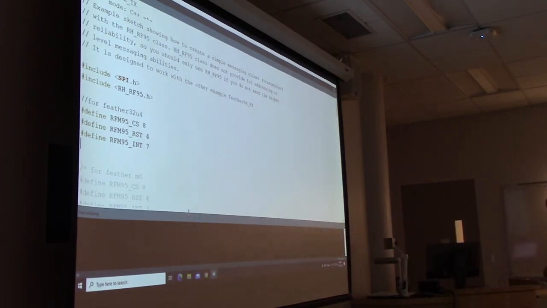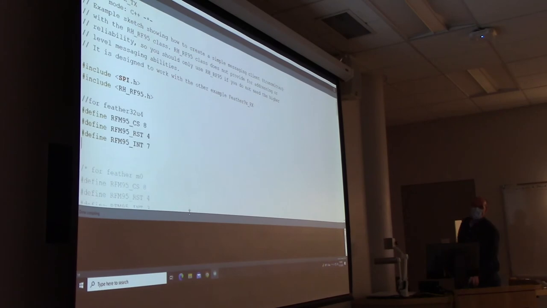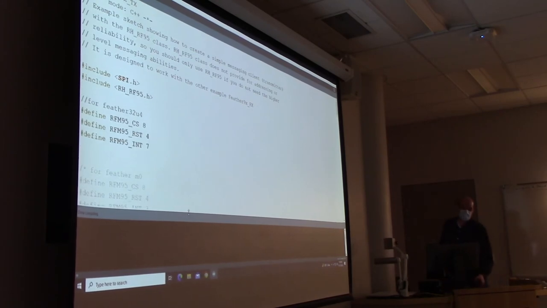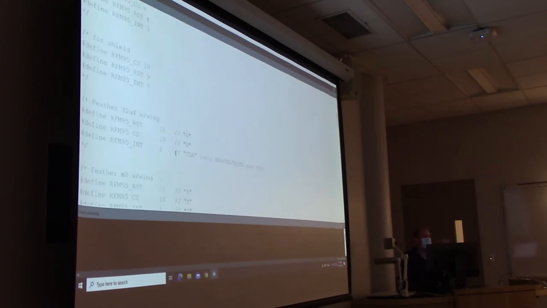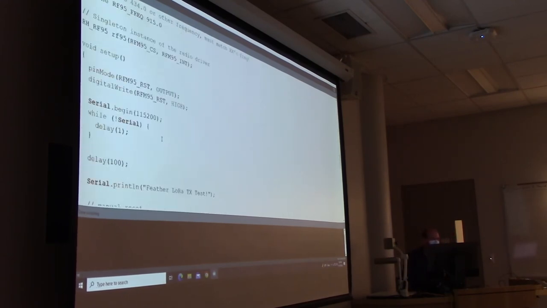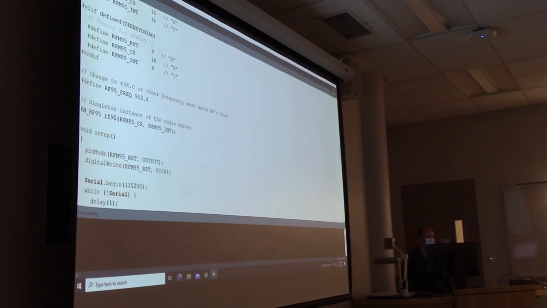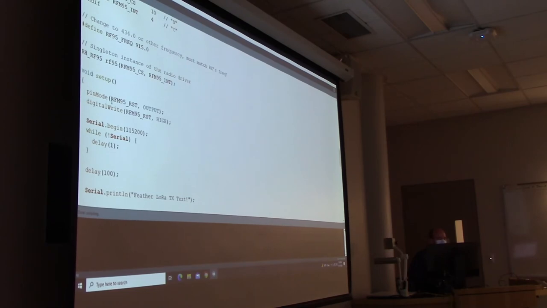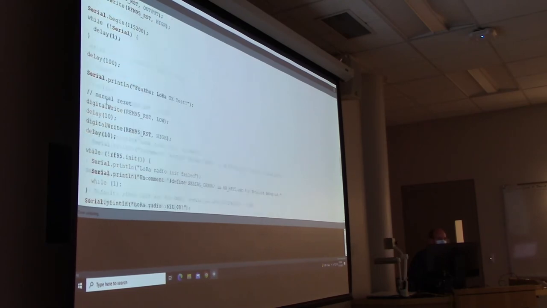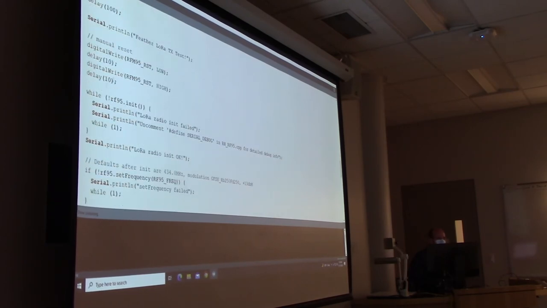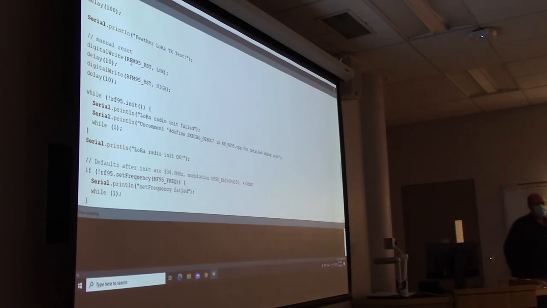So if that's good, if that compiled and all works, I just want to really quickly say what this code does. It does this initialization. It creates an instance of the handler. It does some configuration of pins with a microcontroller. The first thing it does is a reset, so it manually resets the chip. This is always a good idea.